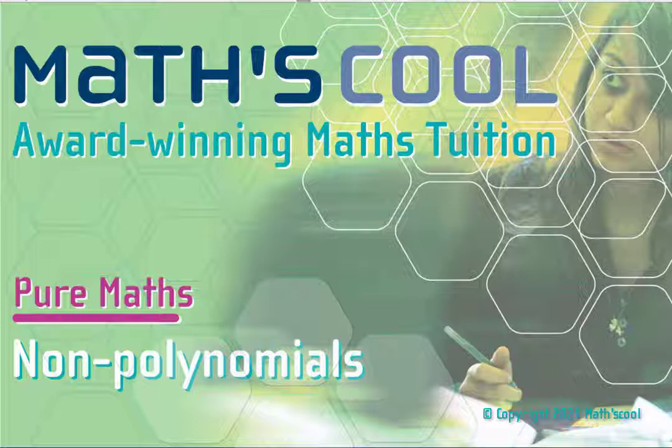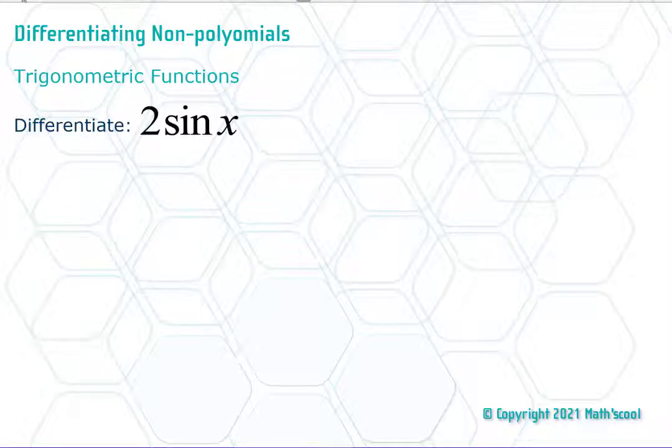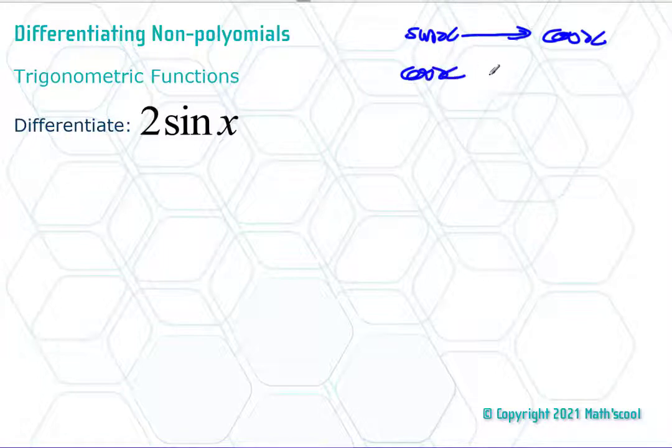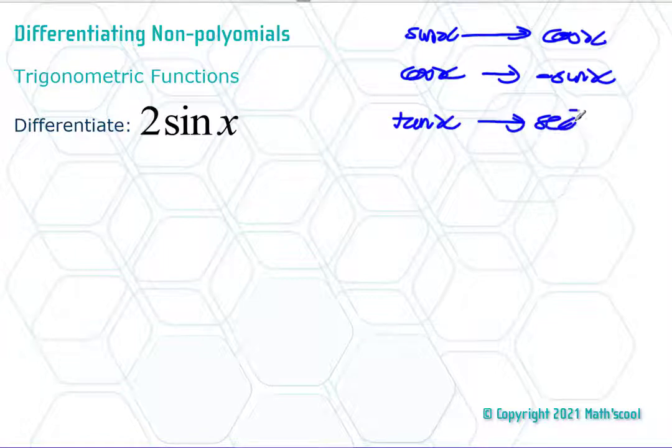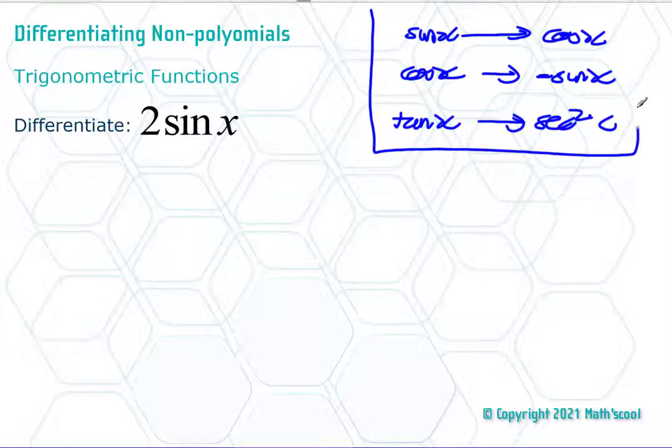Right. Go back to the chain rule, and this time we're looking at non-polynomials. Again, we did this in the second web lesson, and this is just reminding us of that work and extending it a little bit. The rules we learned were that sine x differentiates to give us cos x, and cos x differentiates to give us minus sine x, and tan x differentiates to give us sec squared x. And those are our 3 new rules.